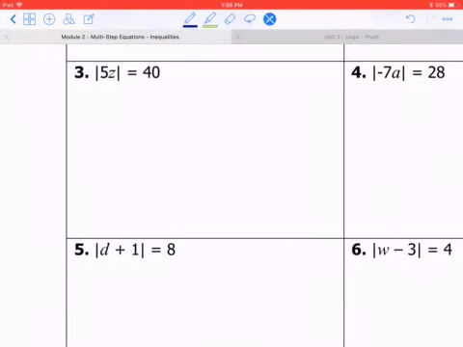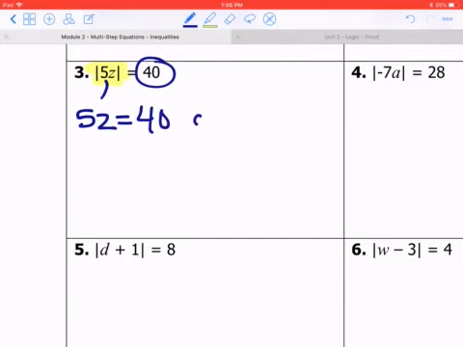All right, let's try some more. It's starting to get a little more complicated here. So now we're looking, my absolute value is isolated. There's nothing else with it there. I'm going to pull out what's inside, so I have a 5z, and I'm going to set it equal to the positive and negative of this number. So it's going to be equal to positive 40, or 5z will be equal to negative 40, okay?